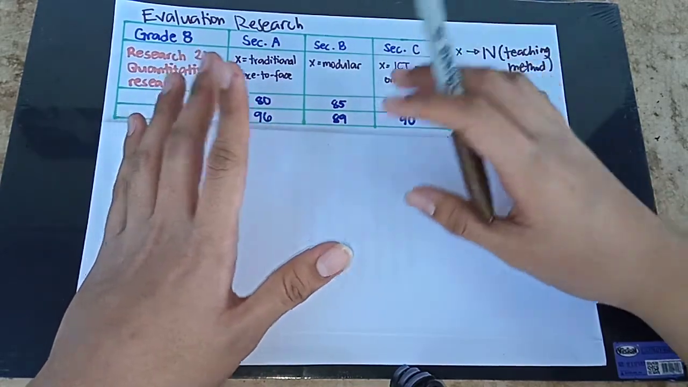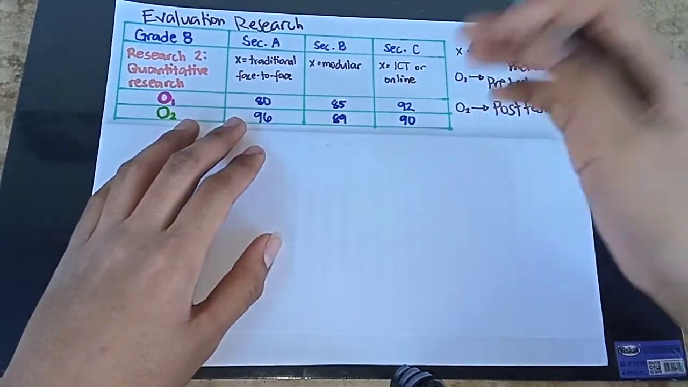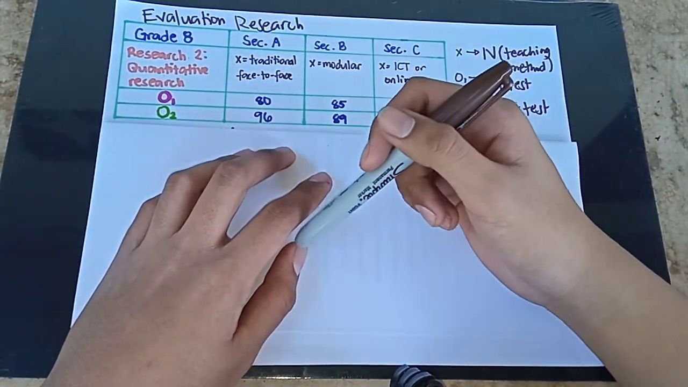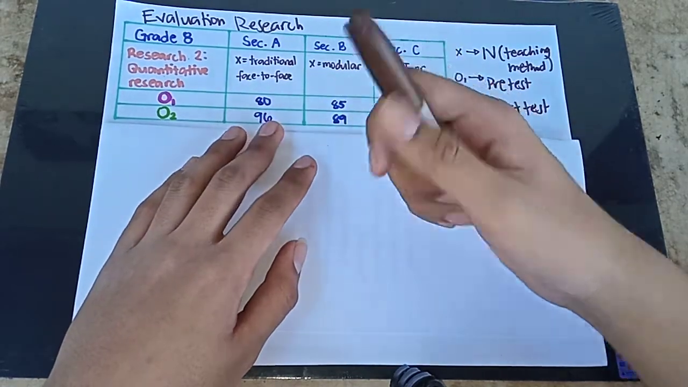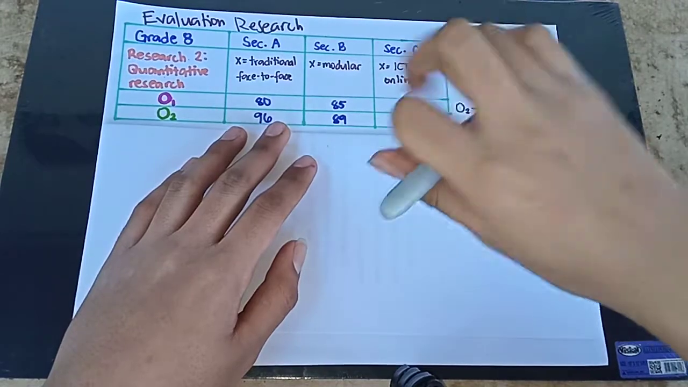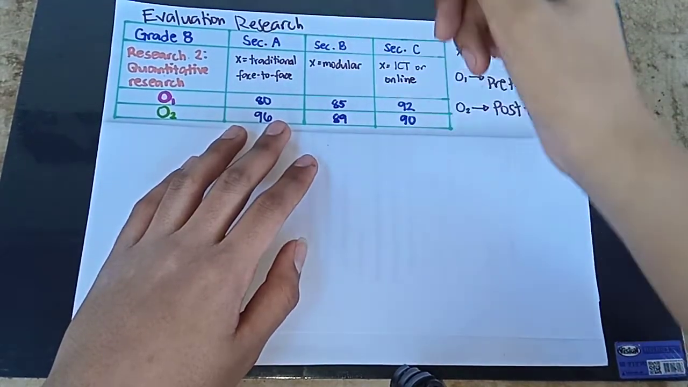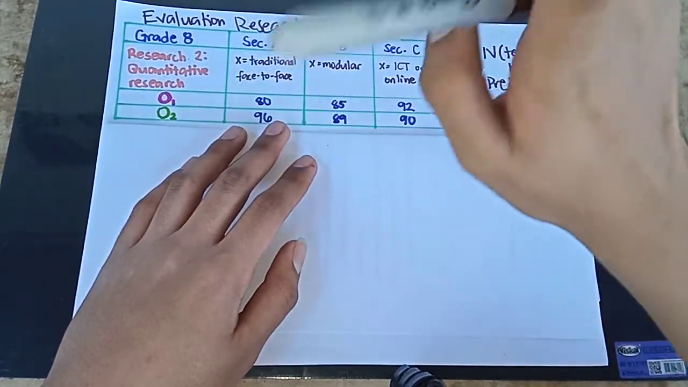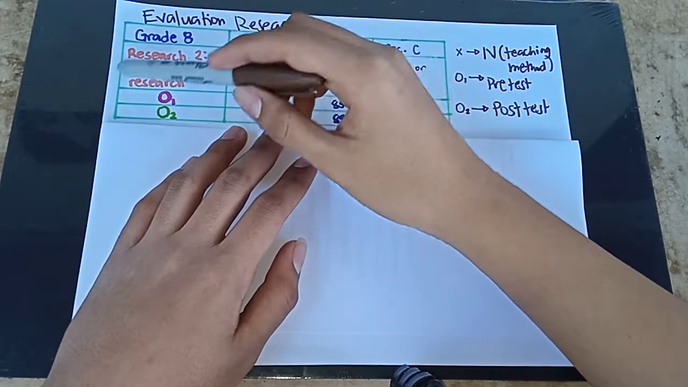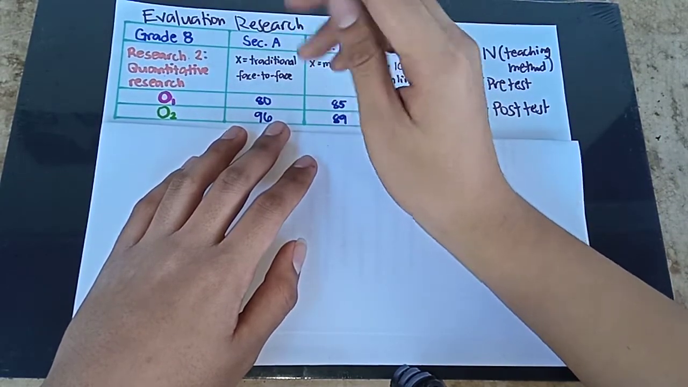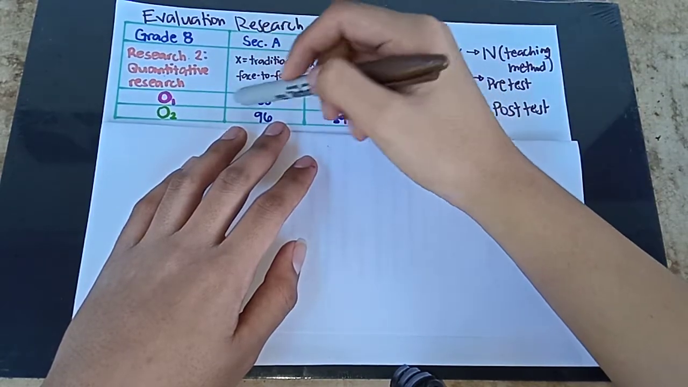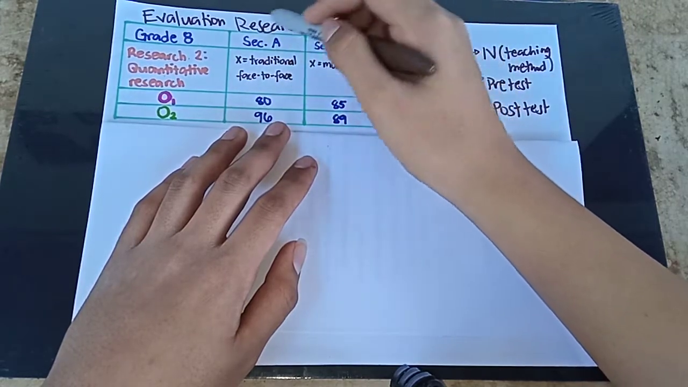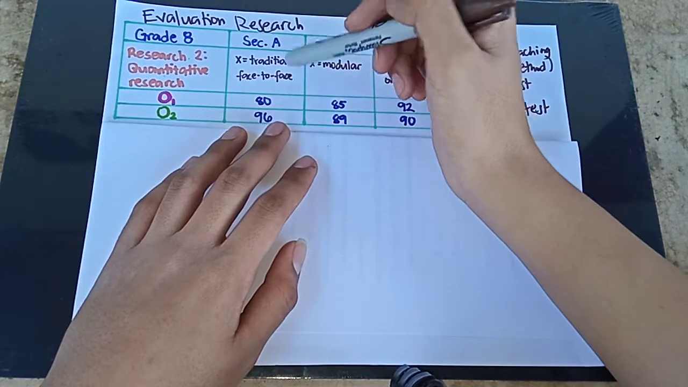The respondents in our example of evaluation research would be our grade 8 students. The grade 8 students would be subdivided into 3 groups or sections: Section A, Section B, and Section C. Now, they have a topic in Research 2 dealing with quantitative research. So, the respondents in Section A were taught with an instructional method using the traditional face-to-face.